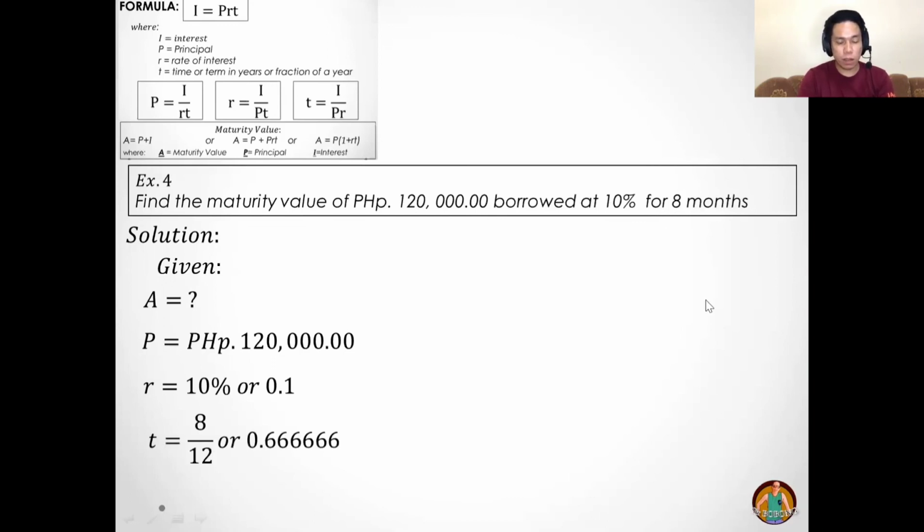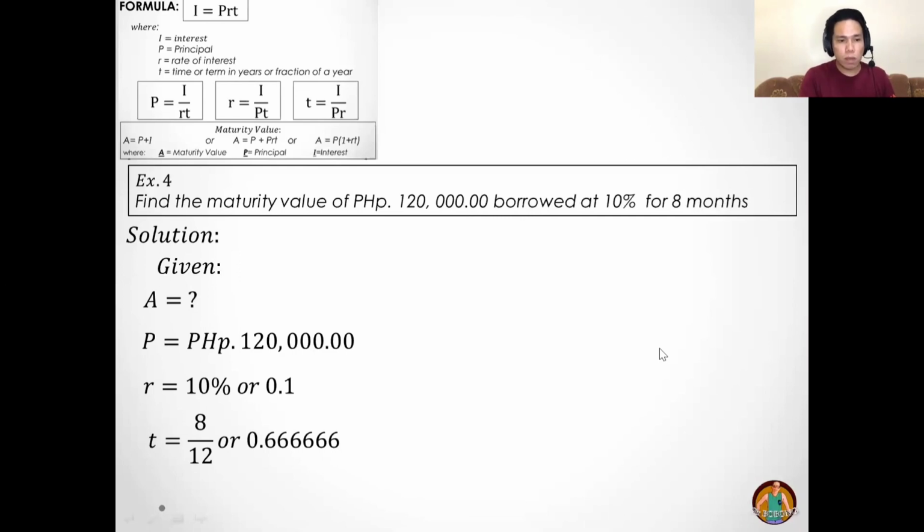So 8 divided by 12 or 8 over 12 or 0.666666. Napakaraming 6. Actually, nasa 13 na 6 siya. Makikita mo sa calculator. Nilagay ko lang is 6 digits lang, kasi kung 120,000 naman nasa 6 digits lang din naman. Okay? Pero yung pinaka-exact talaga is 0.666 yung nasa 13 na 6 yung lalabas sa calculator.